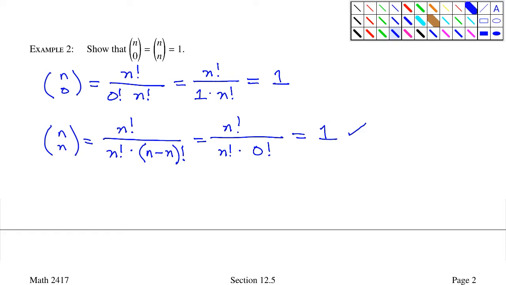So the moral of this story is that anytime you have n items and you choose 0 of them, there's one way to do that. You haven't chosen anything. Or if you have n items and you choose all n items, there's only one way to do that as well. You just choose them all. That's the one way you can do that.